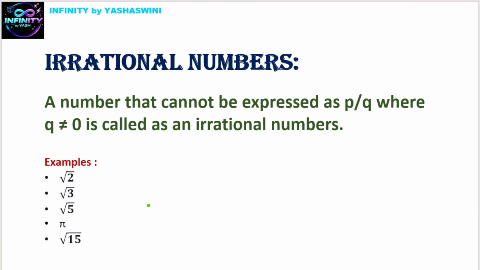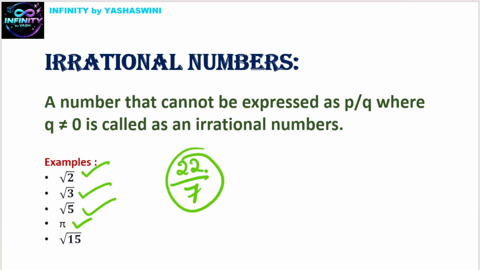For example, root 2. Root 2 is an irrational number, root 3, root 5, even pi. Usually for calculation purposes, we represent pi as 22 upon 7, but it is not an exact value, it is an approximate value. When you divide 22 by 7, you will get a non-recurring and non-terminating decimal. So it is an irrational number. Even root 15 is also an irrational number.